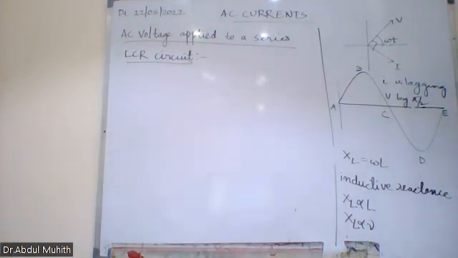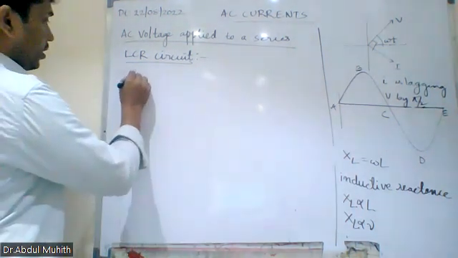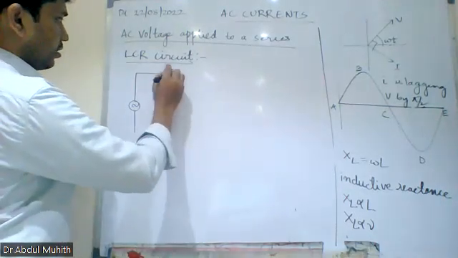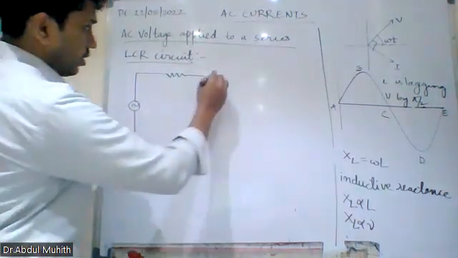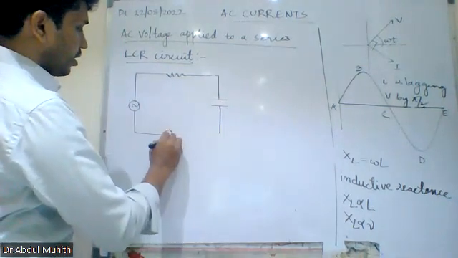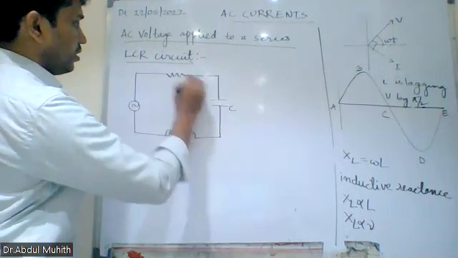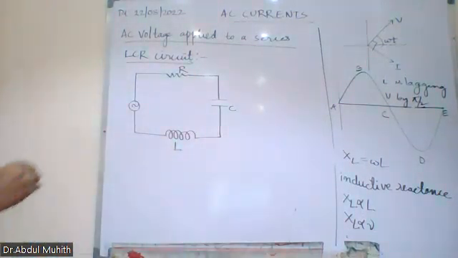Series LCR circuit. So, what will happen now? I am going to connect an AC source. There is a resistor connected to a capacitor, and then it is connected to an inductor. Capacitor, resistor, and inductor. So this is the EMF.